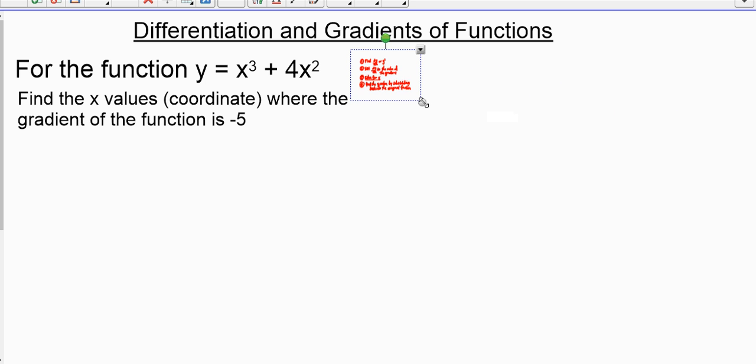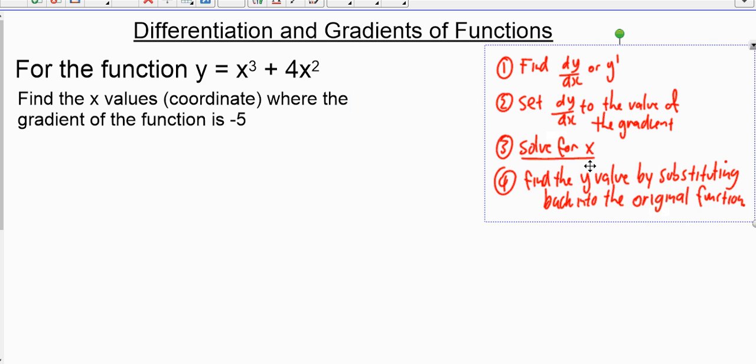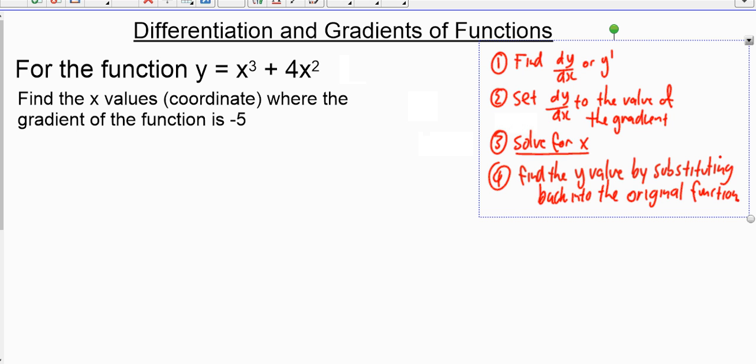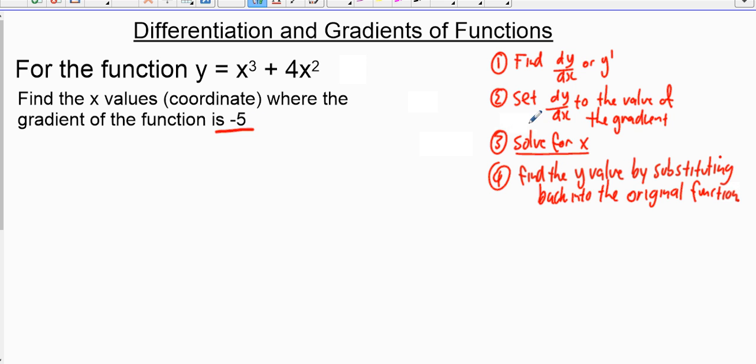So what that means is that there are four simple steps that we should be working through. The first step is, of course, to find the derivative of the original function. We then set the derivative equal to the value of the gradient that's given, so in this case -5. We then solve for x, and that'll give us the x value or values of the coordinate. And then to find the corresponding y value, we substitute those x values back into the original function.